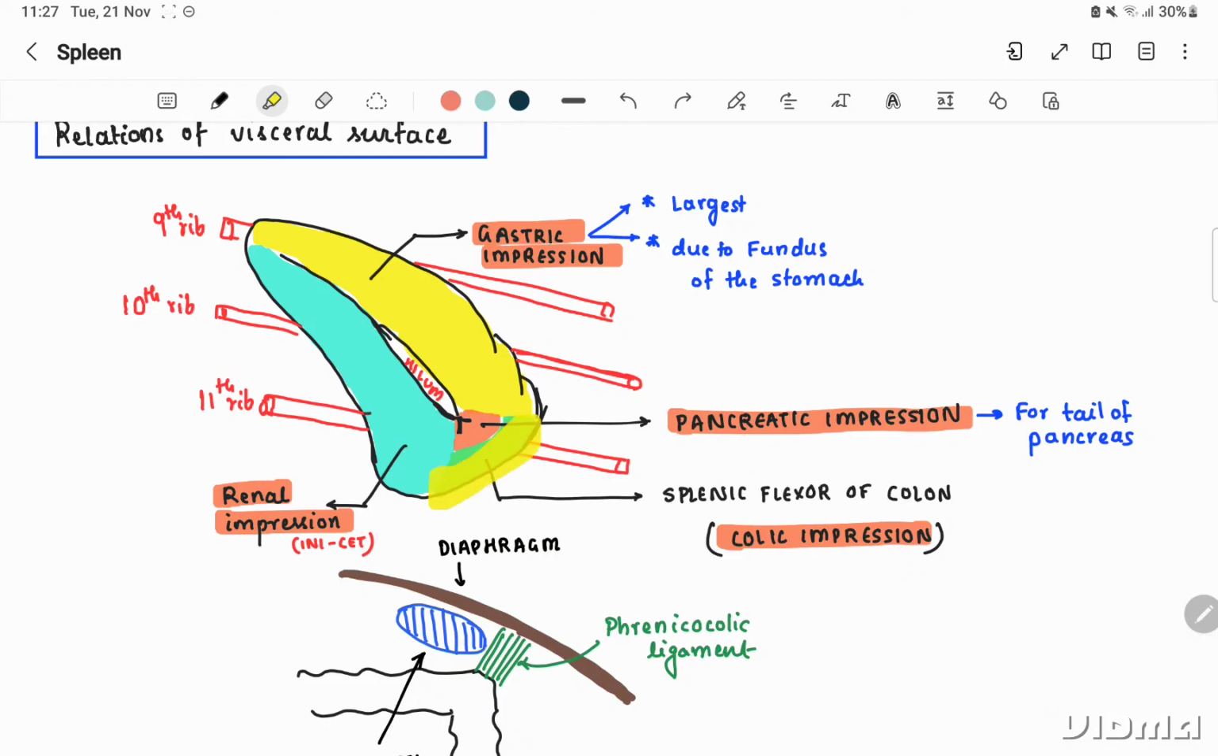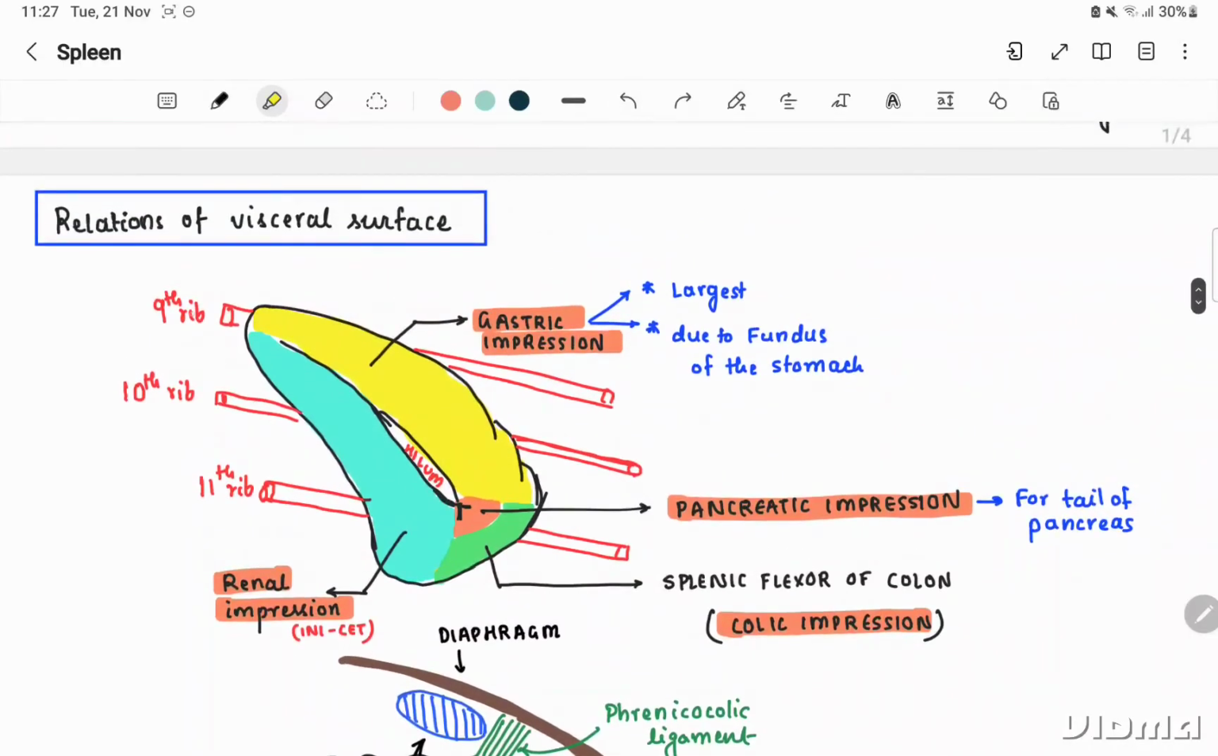And then below, we have the splenic flexure of the colon. So it is called the colic impression, the green part. And this orange part is called the pancreatic impression, for the tail of the pancreas. The tail of the pancreas passes through this part. The tail of the pancreas is seen in this part. And for the posterior relations, you have the 9th, 10th, and 11th ribs.